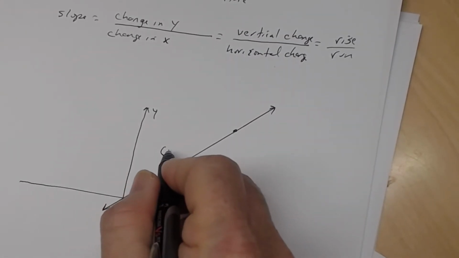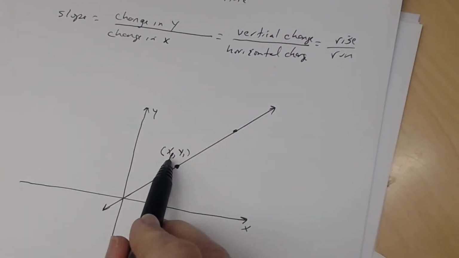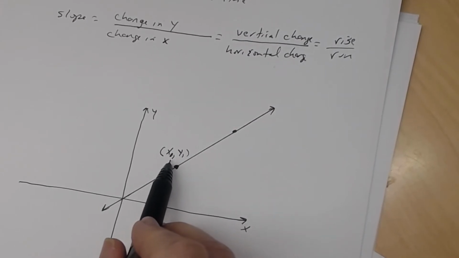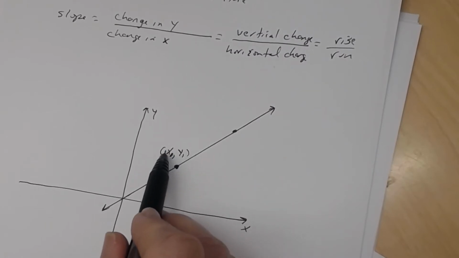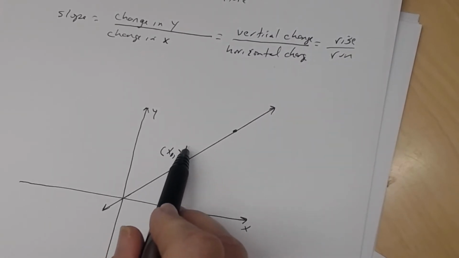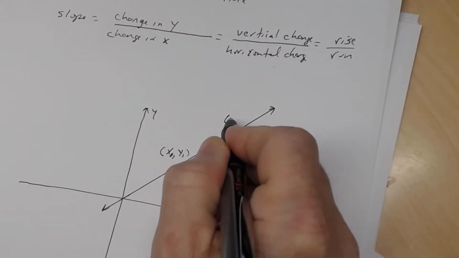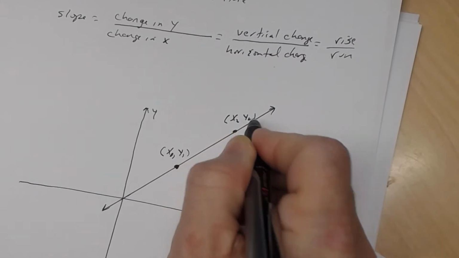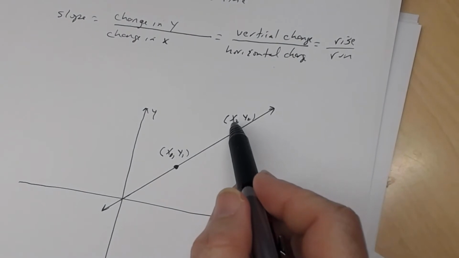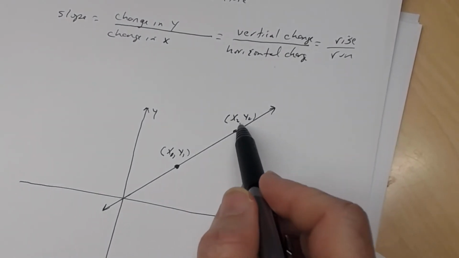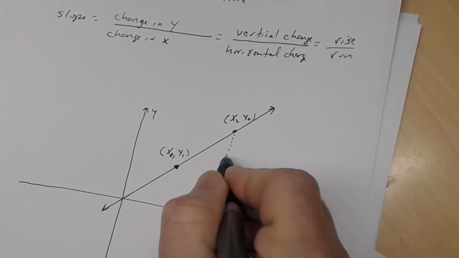I'm going to call this point right here x1, y1. So the notation here indicates that whatever this x-coordinate is, that's the x-coordinate of my first point, and whatever this y-coordinate is, that's the y-coordinate of my first point. And then here, I'm going to call this one x2, y2 for my second point. So the subscript 2 is for the second point. So whatever this x value is, that's the x-coordinate of my second point, and this will be the y-coordinate of my second point.